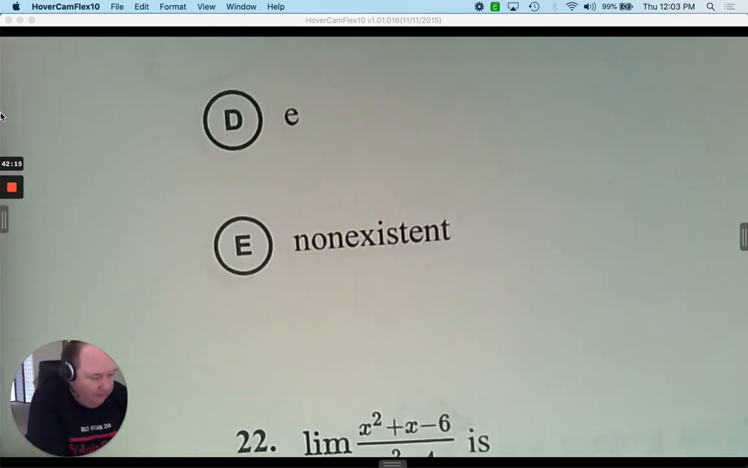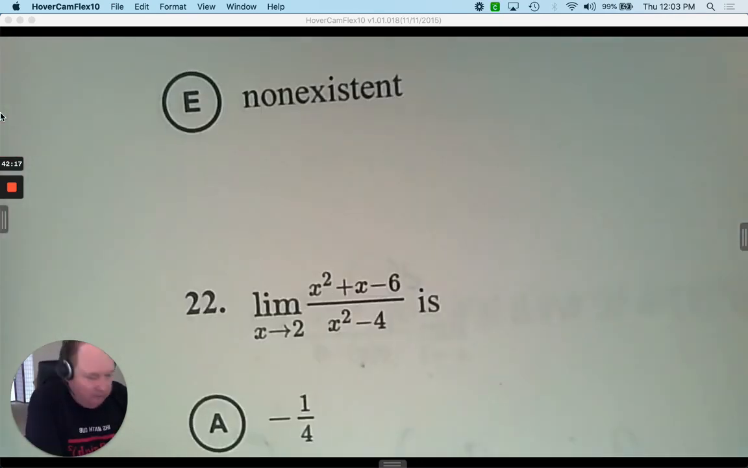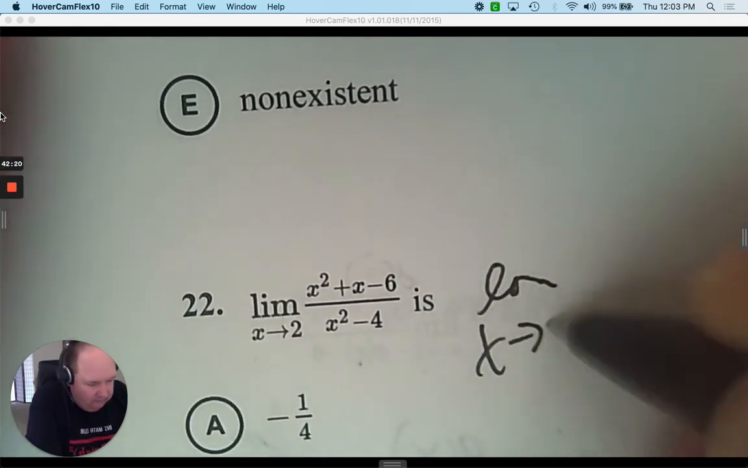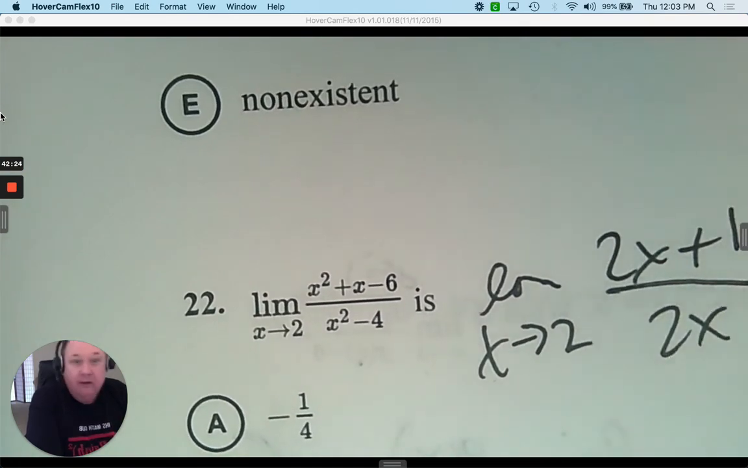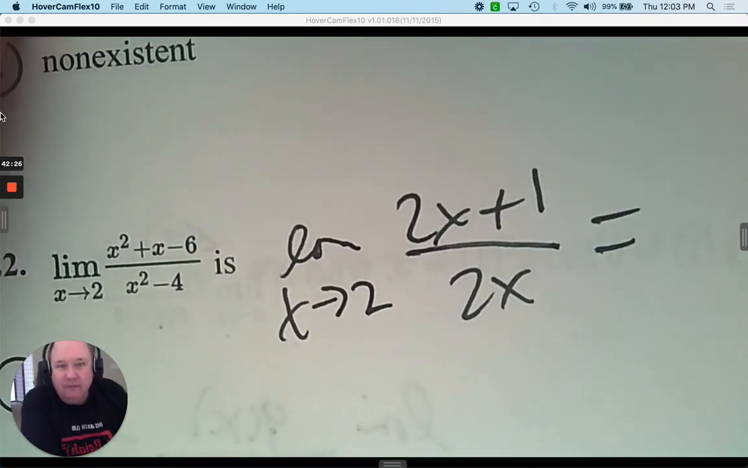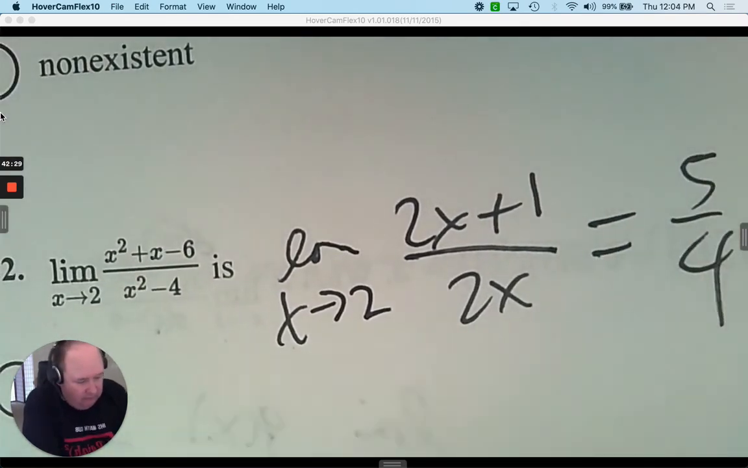Number 22, a limit question. I wonder if it's L'Hopital's rule. It is. So that's 2x plus 1 and 2x. Plug in 2, and you get 5 over 4.